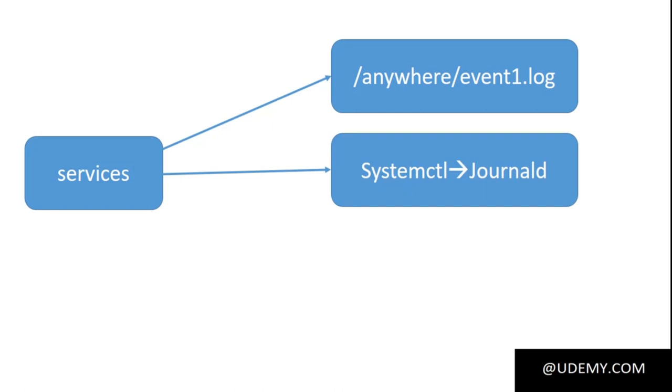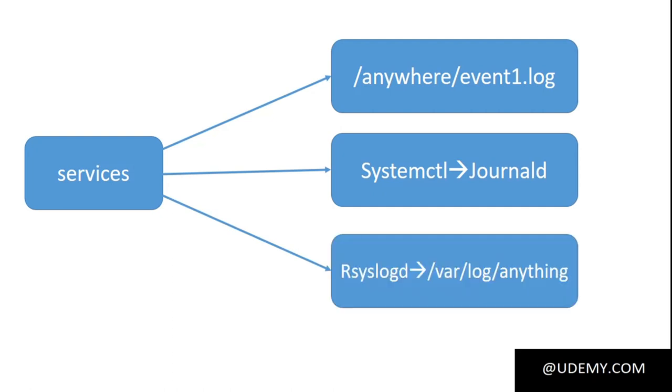Another way is, a service can use systemctl. Systemctl is used to start a service and it keeps track of what is happening while the service is starting anyway. And everything that goes to systemctl will be written to journald, which is the systemd related way of handling log information. And there is another way of handling logging as well, and that is through rsyslogd, and it will write information to /var/log/anything.